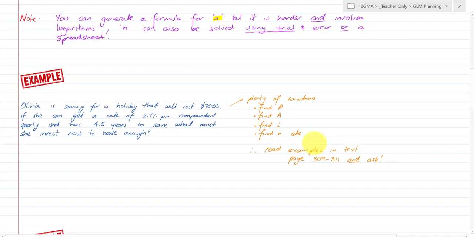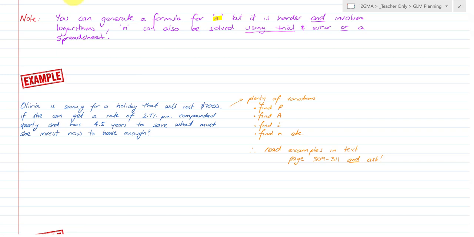Let's look at some examples. I'll do one example to finish this video off, and then I might make a second video to cover the other two examples that I've got here. So the first example is Olivia is saving for a holiday that will cost $7,000. If she can get a rate of 2.7% per annum compounded yearly and has 4.5 years in order to save, what must she invest now to have enough?